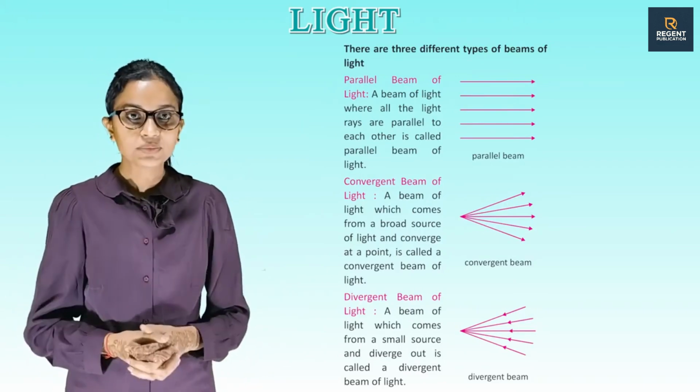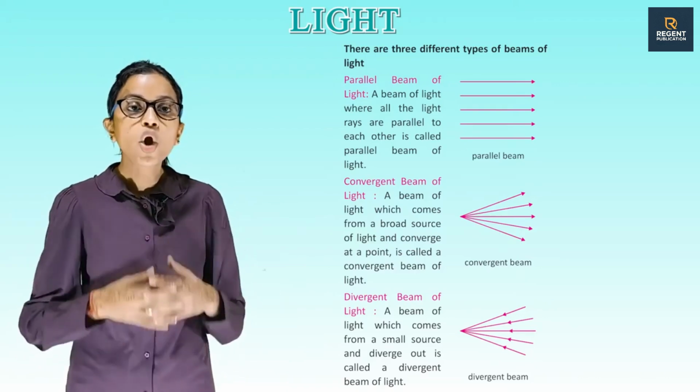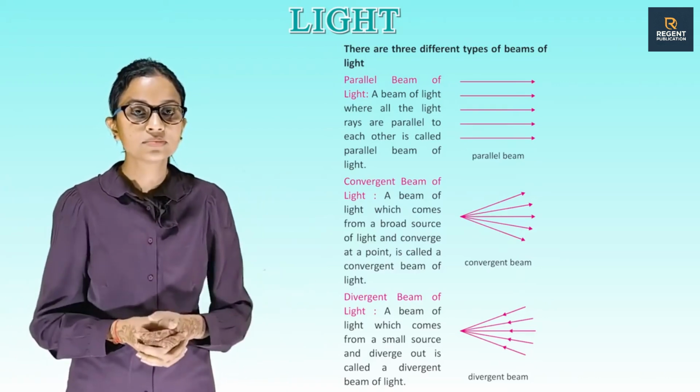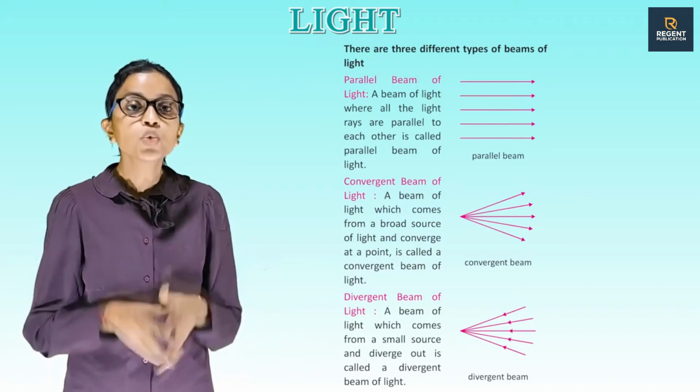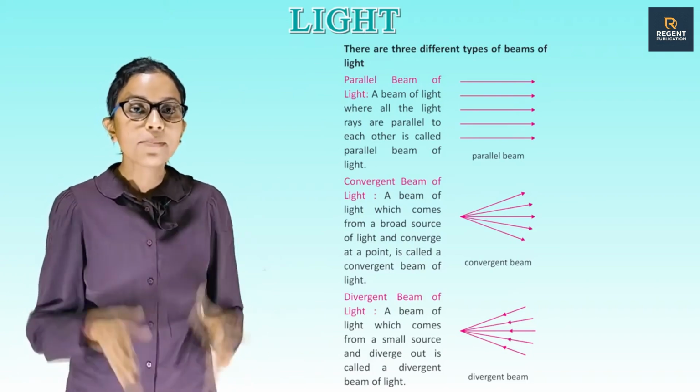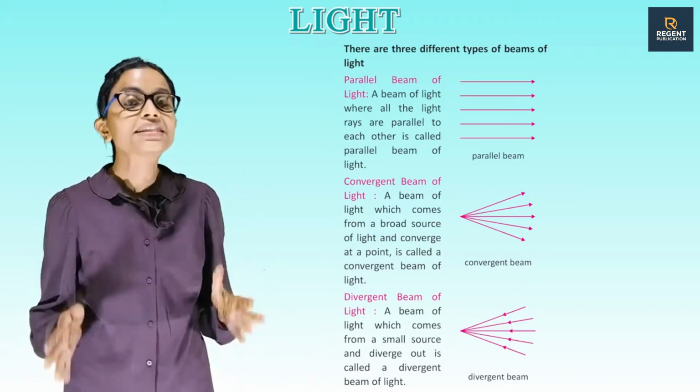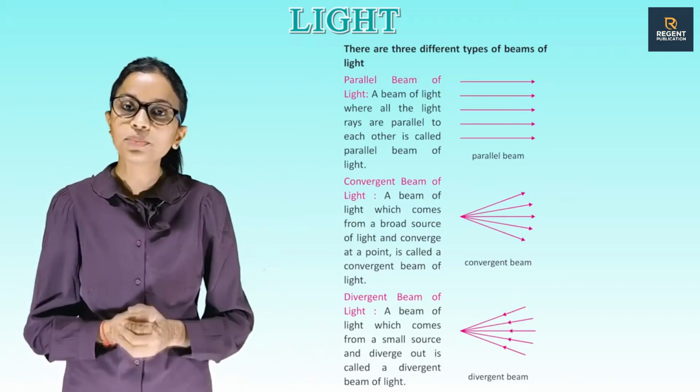Parallel beam of light. A beam of light where all the light's rays are parallel to each other is called a parallel beam of light. And see the diagram of a parallel beam.